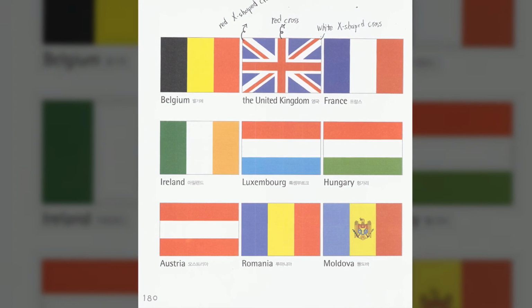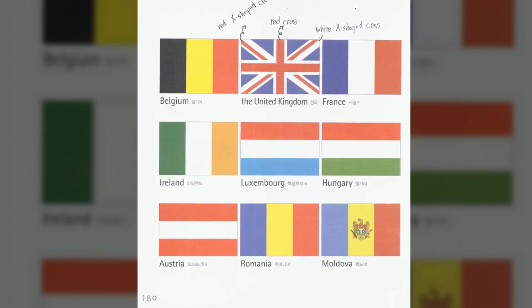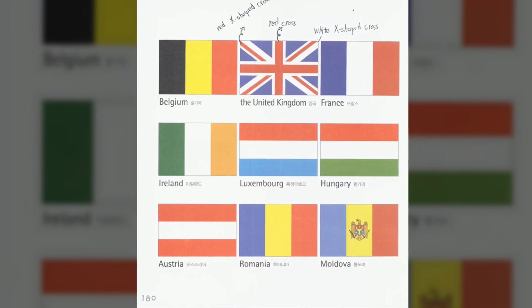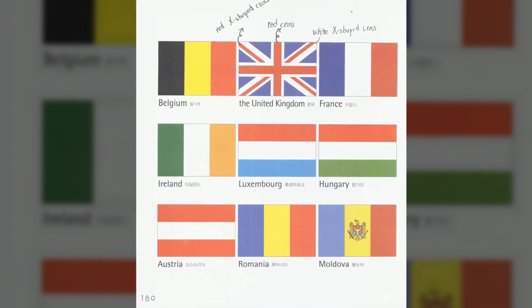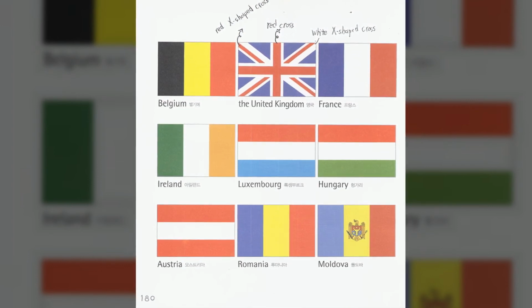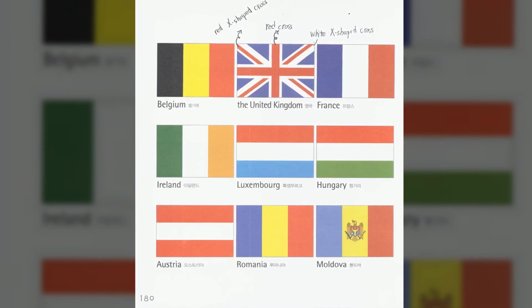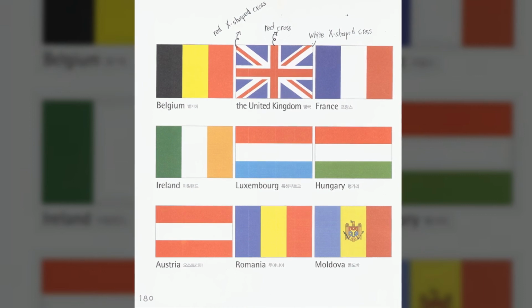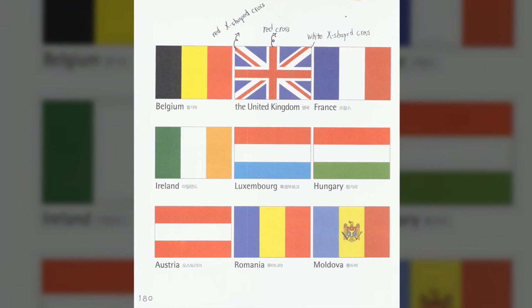France. Topic 5. The National Flag of France. This is the National Flag of France. The French flag has three colors: blue, white, and red. Do you know what these colors mean? Blue means freedom, white means equality, and red means love.